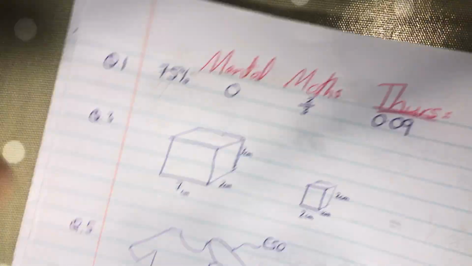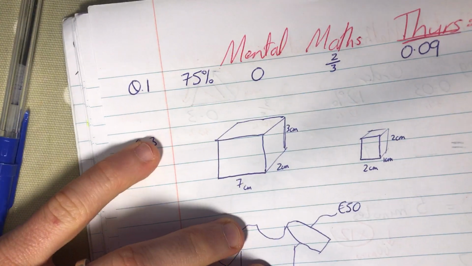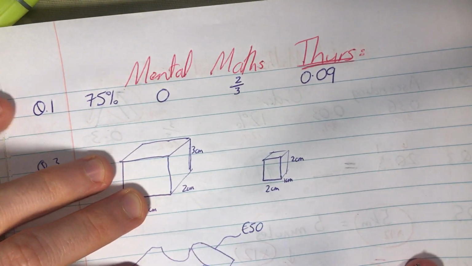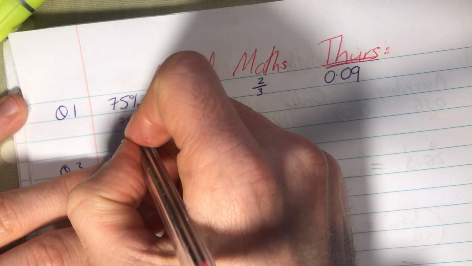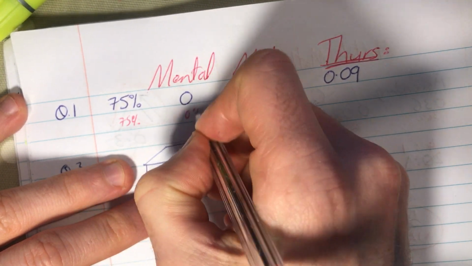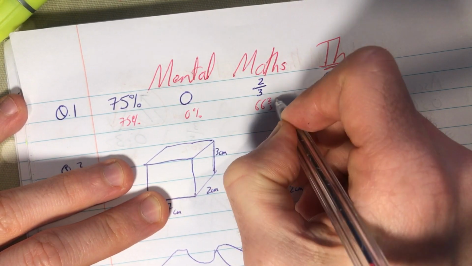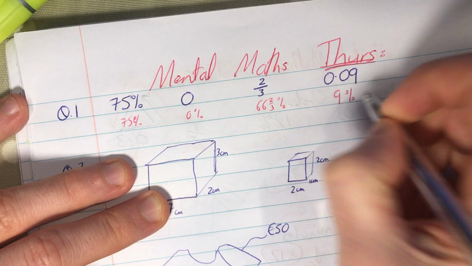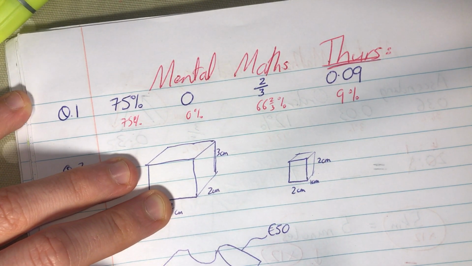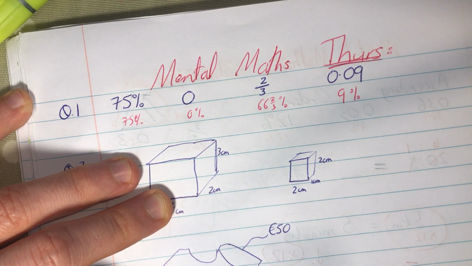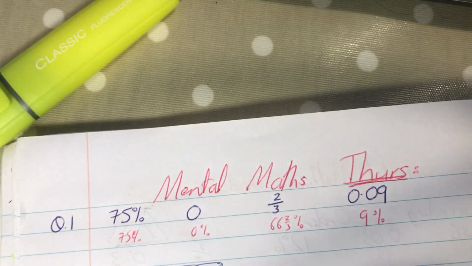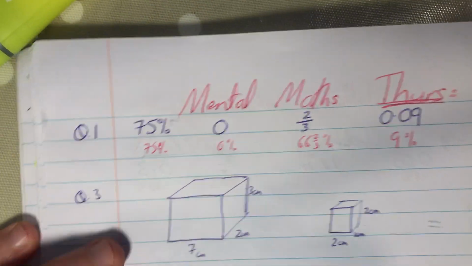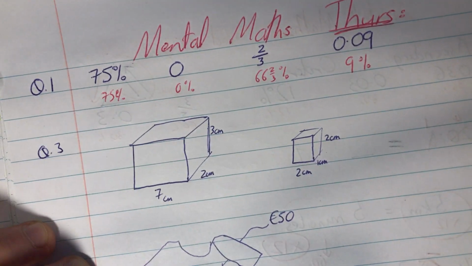I'm just looking at today's mental maths. Okay, so number one is just like yesterday's one. My advice, change them all to percentages. Change them all to the same thing. So we have 75%, 0%, 66 2/3%, and 9%. And what do they ask us? They ask us to write in descending order. So we do the opposite. We go from top or biggest to smallest. So you'll be able to do that.